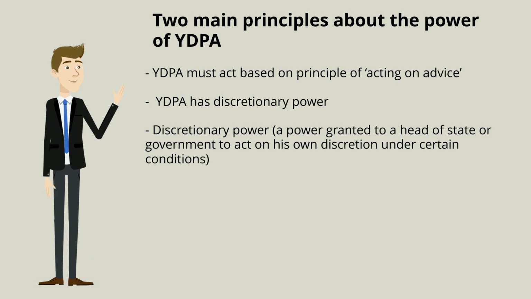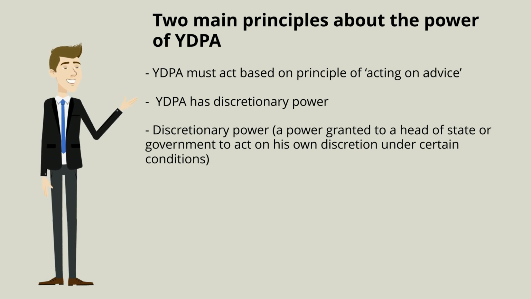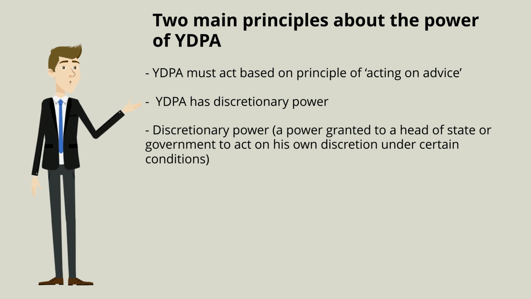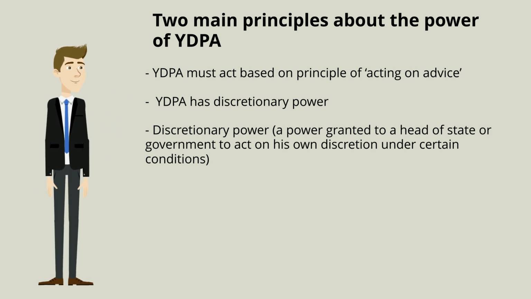Two main principles about the power of Yang di-Pertuan Agong. Yang di-Pertuan Agong must act based on the principle of acting on advice. Also, Yang di-Pertuan Agong has discretionary power. Lastly, discretionary power is a power granted to a head of state or government to act on his own discretion under certain conditions.